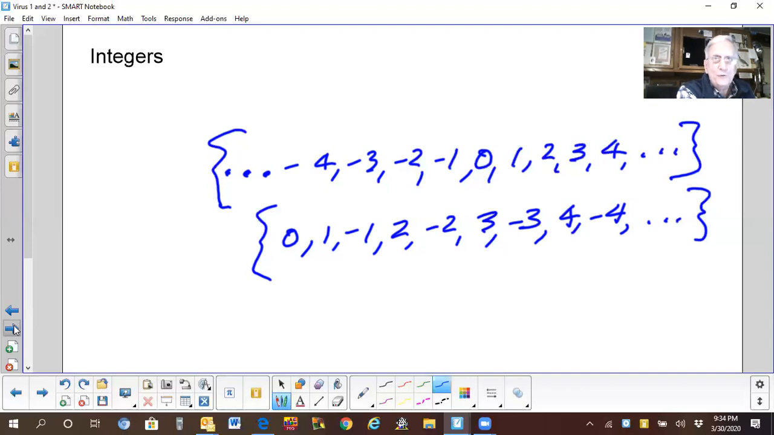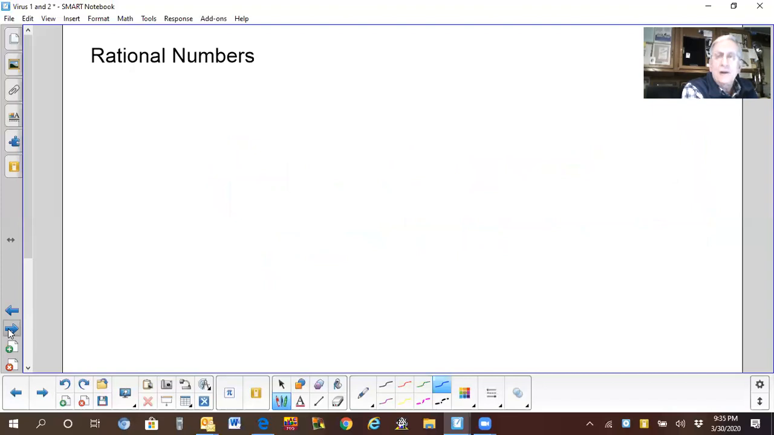Now, before you learned about the integers, you learned about those awful things called fractions. And fractions, of course, are defined in our number system by a different name. And as you recall, the name given to the fractions is the rational numbers.